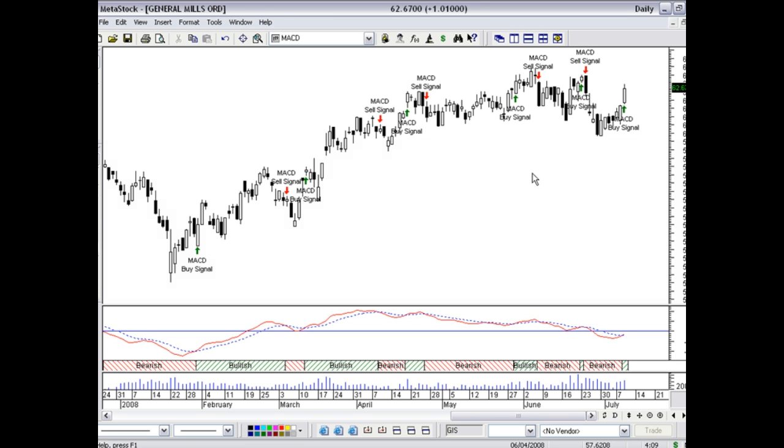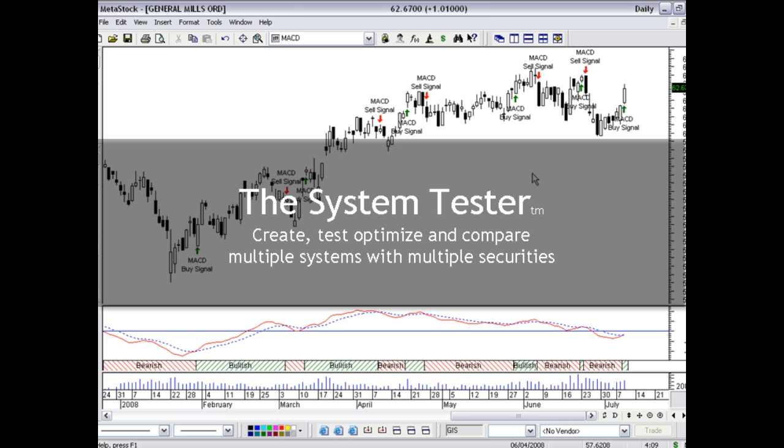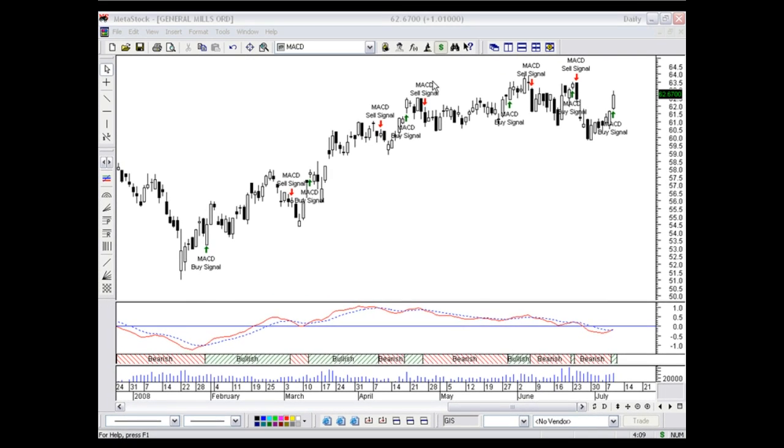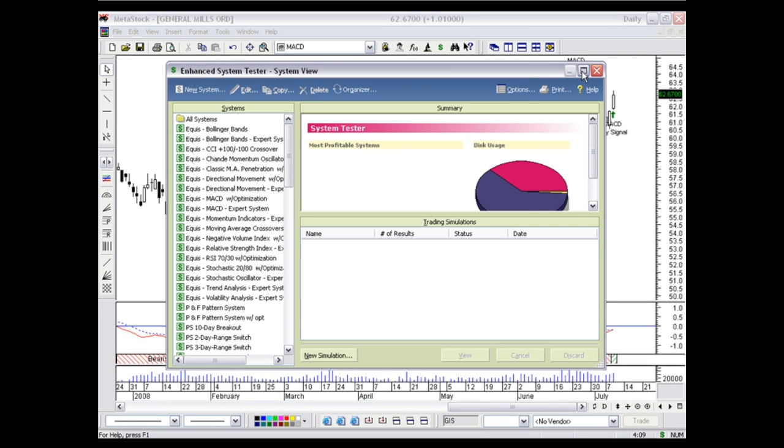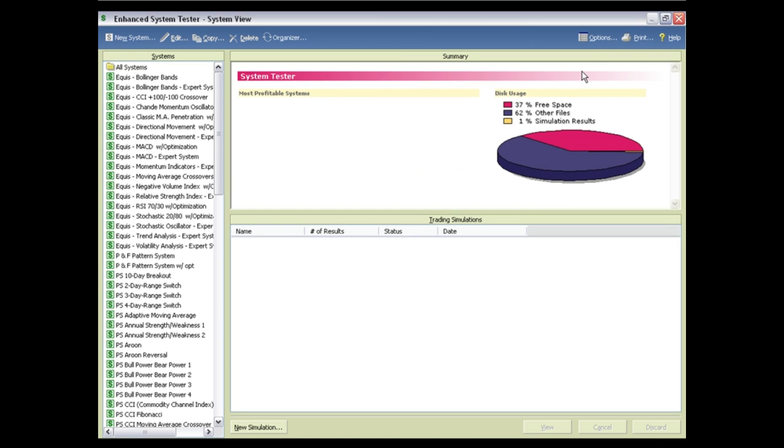So what I can do is I can actually use our third power tool, and that's the system tester. So let's jump into the system tester here, and that's indicated by the dollar sign up here at the top. Now the system tester lets me take my strategy, test it against my stocks, and see how well it's performed in the past. If it's worked well in the past, odds are it's probably going to work well in the future. If it hasn't worked well in the past, I probably don't want to use that.